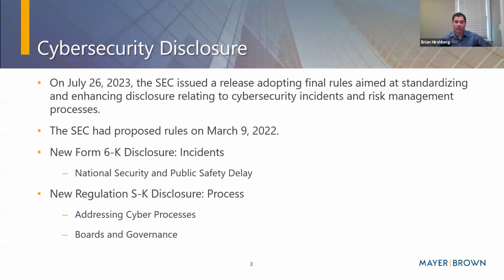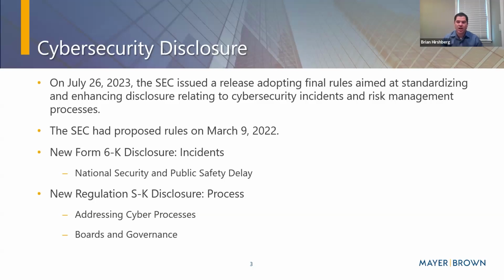So mid last year in July, the SEC adopted final rules aimed at standardizing and enhancing the disclosure relating to cybersecurity incidents, so breaches, and also the risk management processes that public companies have in place. These rules require FPIs, foreign private issuers, to report material cybersecurity incidents, breaches, on Form 6-K, right? And also annually disclose cybersecurity risk management processes in a much more standardized manner than had been previously done in 20-F filings.